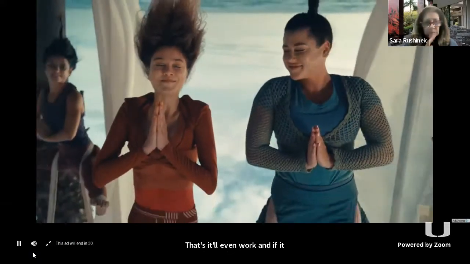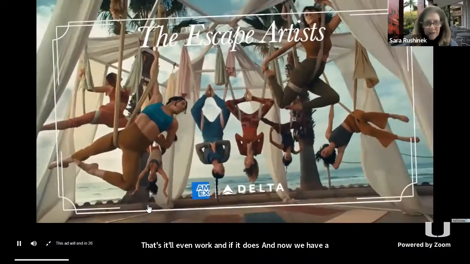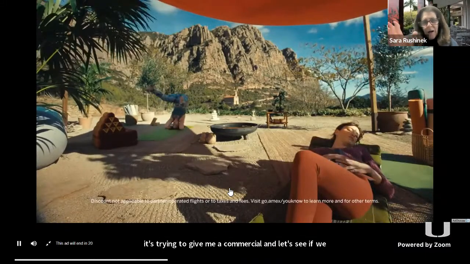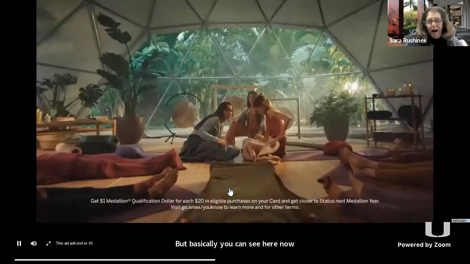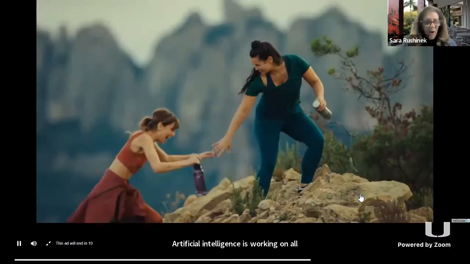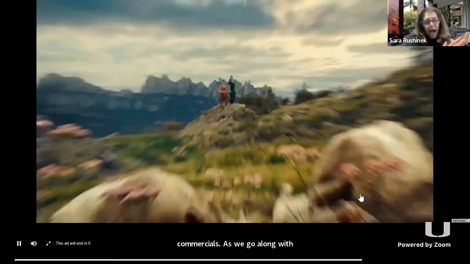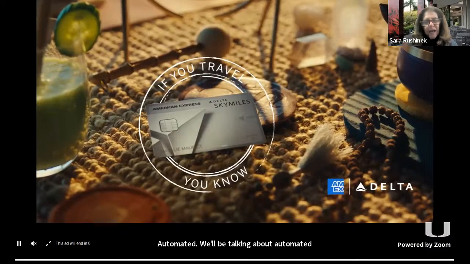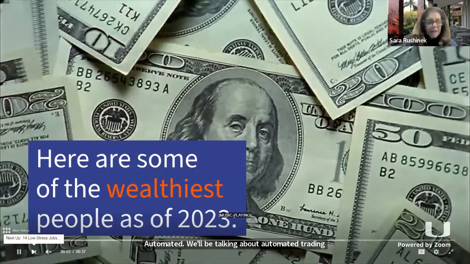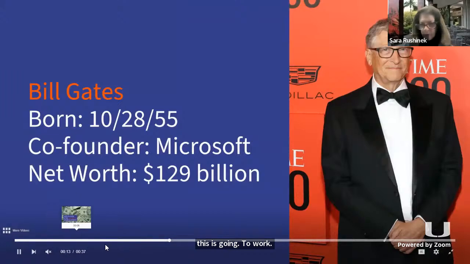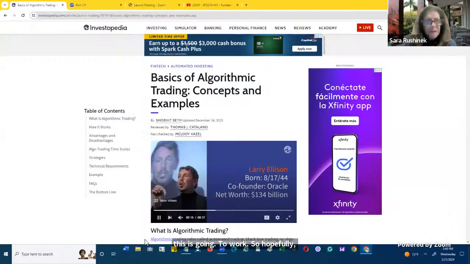And if it does, now we have a little commercial here as it's going onto it. It's trying to give me a commercial, and let's see if we can get this to work. But basically, you can see how artificial intelligence is working on all these commercials. But we'll be talking about automated trading systems and how this works. This is going to be important for us.